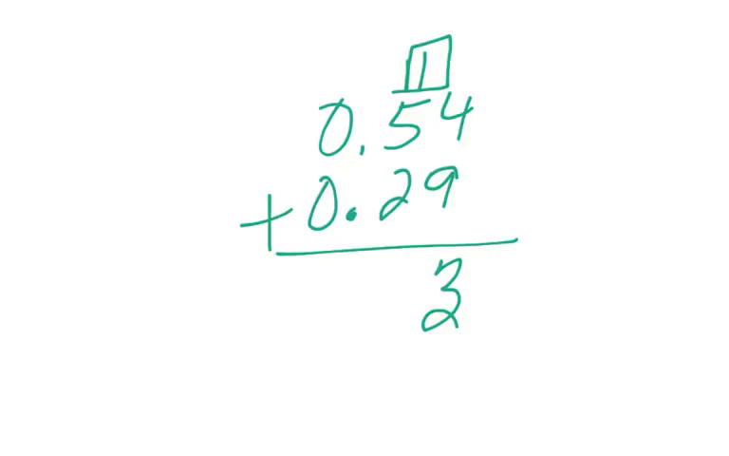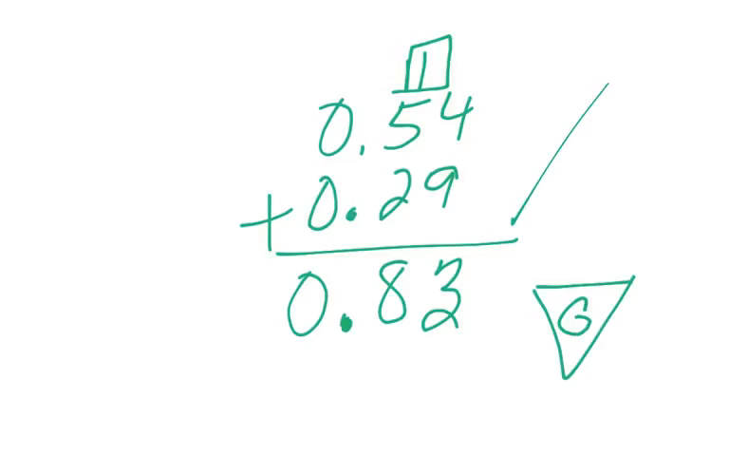5, 2, and 1 is 8. Oh, I forgot to bring my decimal down at first. So, and 83 hundredths. That does match what I had at first. So the Super Gucci sign, check.